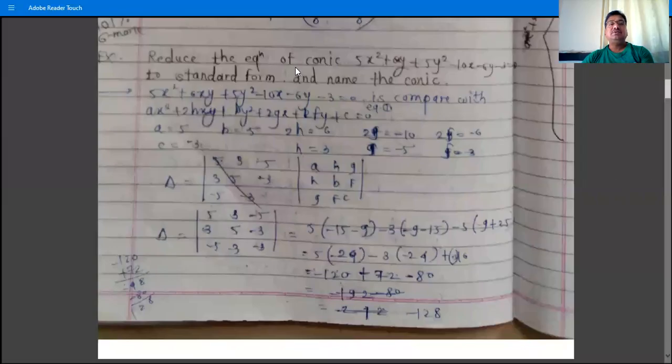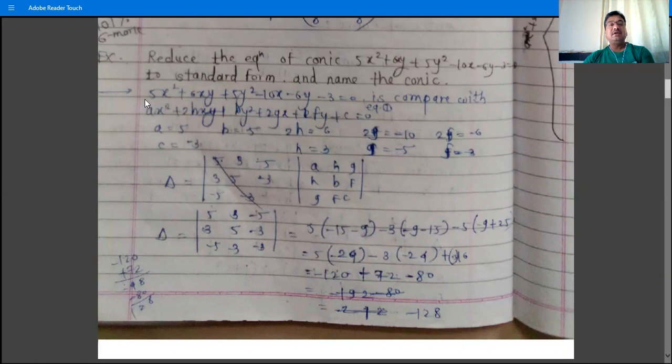Next example is: reduce the equation of conic 5x² + 6xy + 5y² - 10x - 6y - 3 = 0 to standard form and name the conic. That is, this is the equation of conic in general form, and we have to reduce this equation to standard form. So compare this equation with the equation ax² + 2hxy + by² + 2gx + 2fy + c = 0.